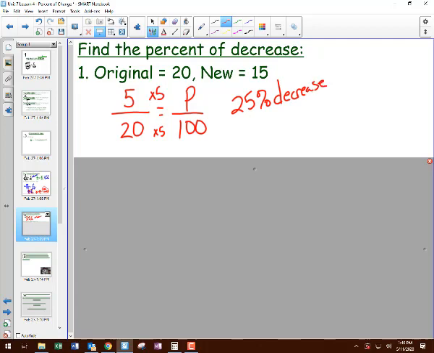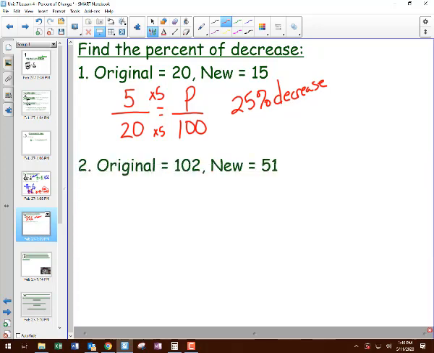On your assignment, if they simply ask for the change, you will need to specify whether that change is a decrease or an increase. Number 2, we have our original is 102. Our new is 51, so we're decreasing. Man, those numbers look pretty familiar. It's almost like it's decreasing by half. Think about that as we work through this.